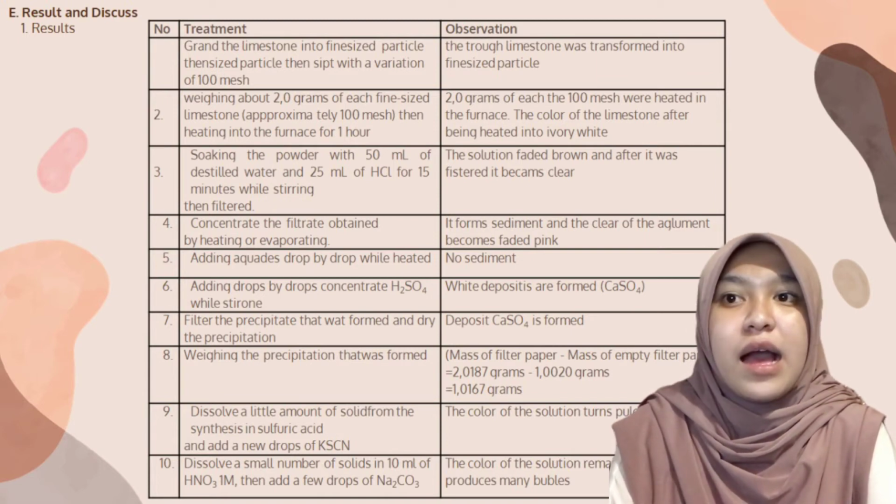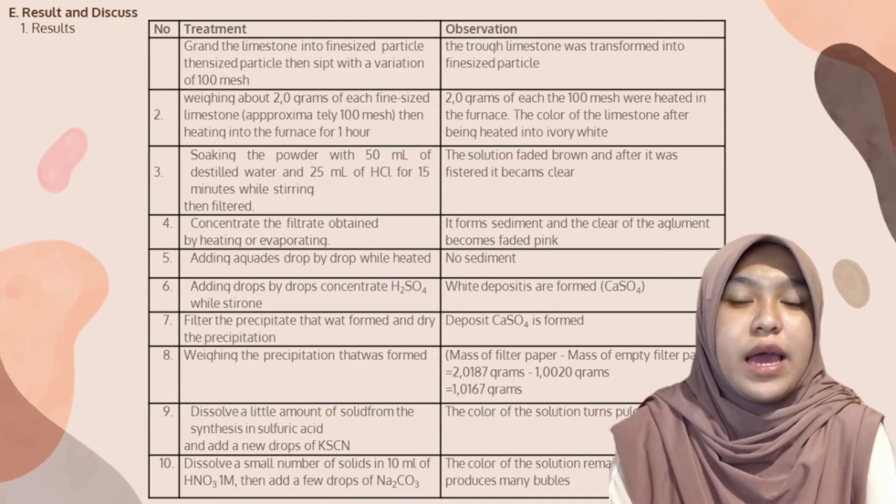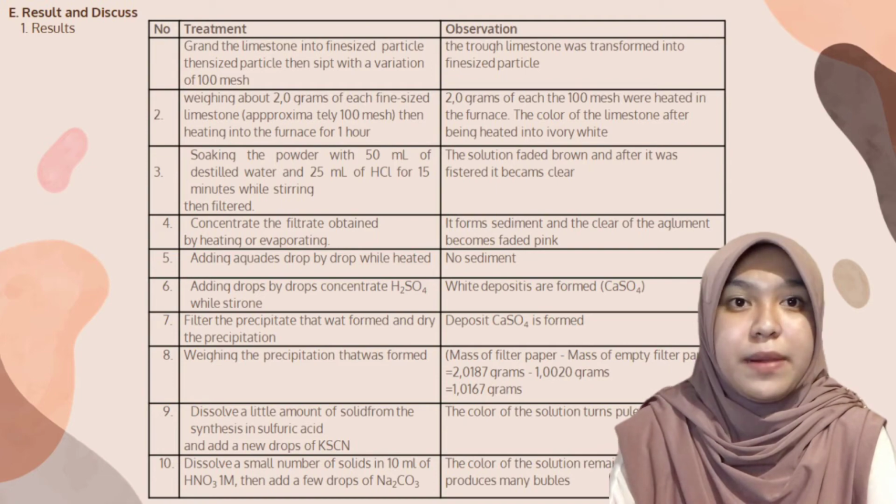Next, dissolve a small amount of solid in 10 ml of HNO3 1 molar, then add a few drops of Na2CO3. Observation: the color of the solution remains clear and it produces many bubbles.